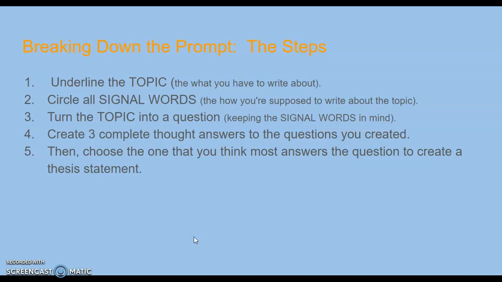The first thing we need to do is review the steps of breaking down the prompt. So the first thing we do is underline the prompt. This is the what you have to write about. Secondly, we circle all signal words. This is the how you're supposed to write about the topic. Next, we turn the topic into a question, keeping the signal words in mind.